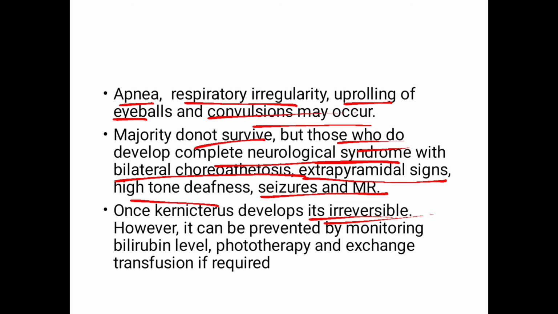It can be prevented by vigilant monitoring of the bilirubin levels in a child who already has jaundice, taking extra care, and starting phototherapy or exchange transfusion in a child if required. So, it can be prevented by monitoring bilirubin levels, phototherapy, and exchange transfusion if required. So, this concludes our discussion of unconjugated hyperbilirubinemia.